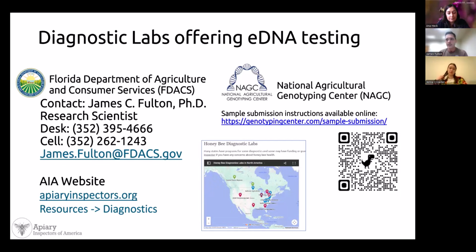There are different labs that are doing it. So our lab is doing it. Florida Department of Agriculture, the National Agricultural Genotyping Center in Fargo, North Dakota is also doing it. I believe Auburn with Jeff Williams, Dr. Williams' lab is evaluating, validating this methodology. But if you'd like more information, the Apiary Inspectors of America website does have a list of laboratories that have these capabilities available for you.